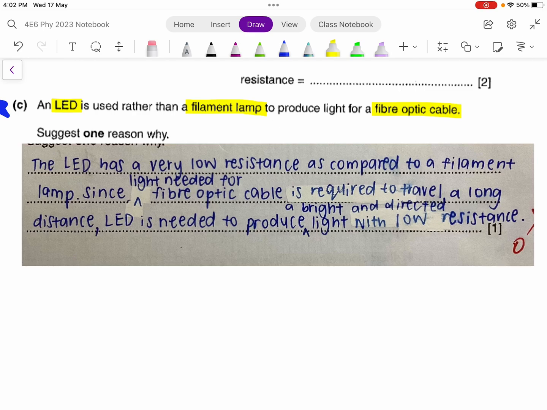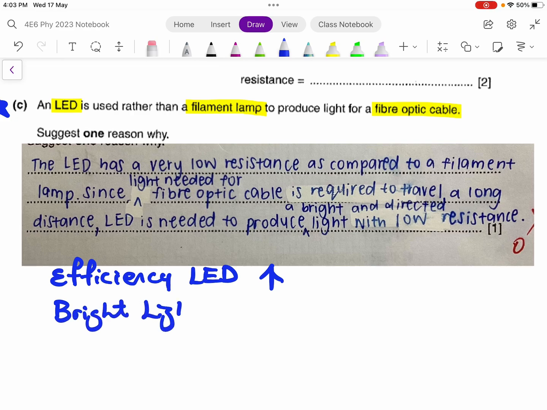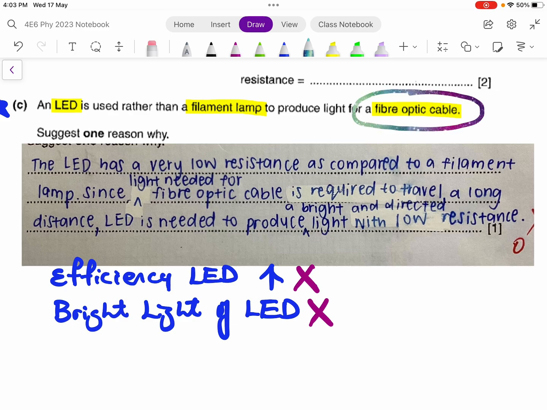Many of you are telling me two types of answer. Some of you rightly point out that the efficiency of your LED is actually very high. Some of you are telling me that the LED produces brighter light. Yeah, actually none of these are correct, because the question is very specific. They wanted its application in terms of fiber optic cable. So they are checking your general knowledge.